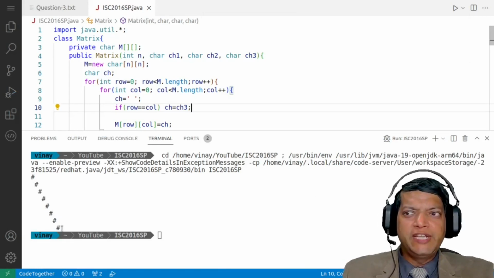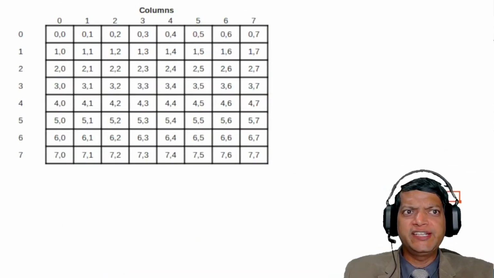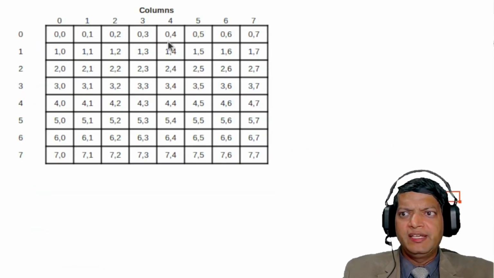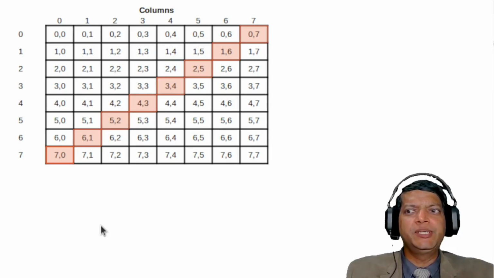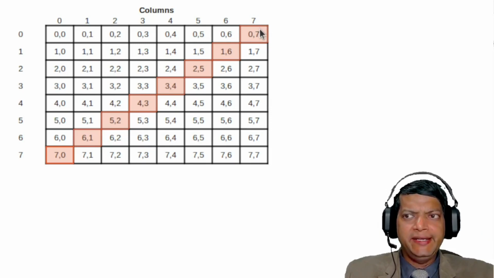Now let us move on to the next stage, which is the secondary diagonal. Now if you notice the secondary diagonal is this: 0,7, 1,6, 2,5, 3,4, 4,3, 5,2, 6,1, and 7,0. Now if you try to see the relationship, we are starting from the column 7. The size of the array, that is m.length, is 8.